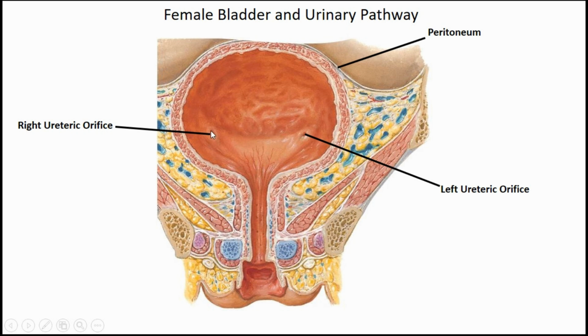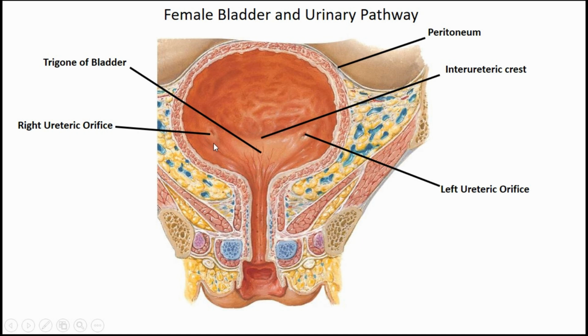Then on the posterior lateral side, we have the right and left ureteric orifices, and that's where the right and left ureter are going to empty into the bladder. There's a smooth crest connecting the two called the interureteric crest, and this triangular area formed by the interureteric crest, the left and right ureteric orifices, and the internal opening of the urethra is known as the trigone of the bladder. It's a very smooth area as compared to the ruffled appearance that we have throughout the rest of the urinary bladder.